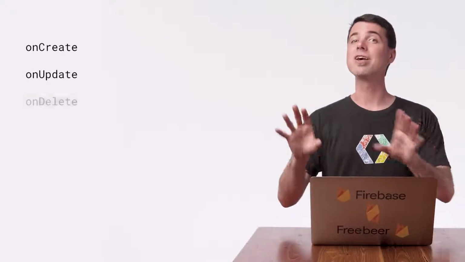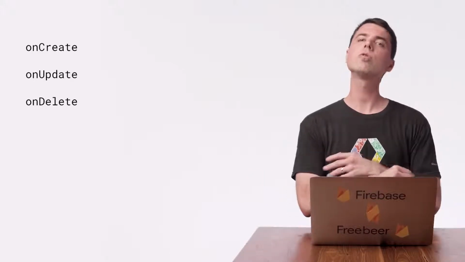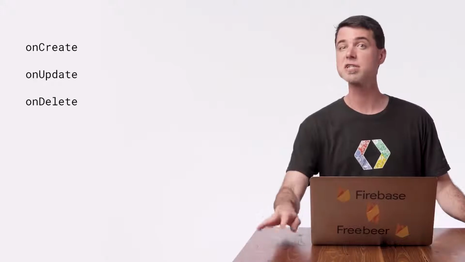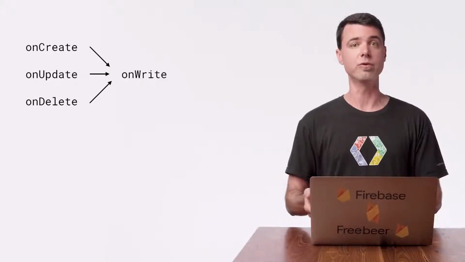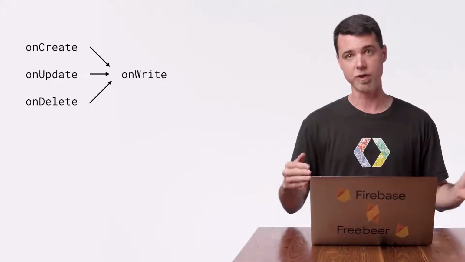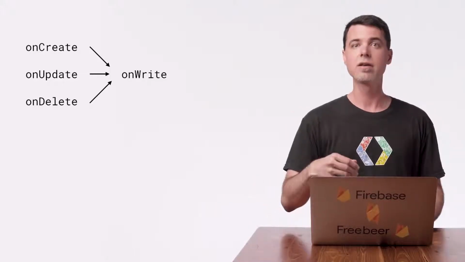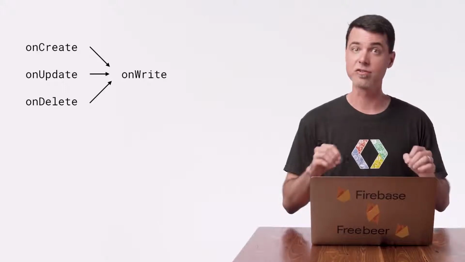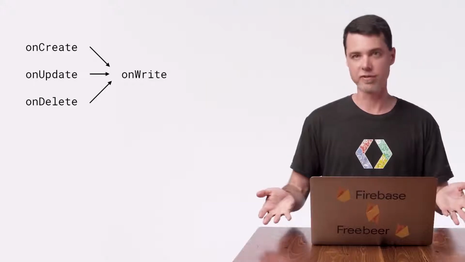Okay, using onCreate, onUpdate, and onDelete triggers in Cloud Functions, you can do all sorts of useful work in response to changes in your database. And there's also an onWrite trigger which you can use that gets fired for all the changes that would also cause onCreate, onDelete, or onUpdate to fire. But you have to dig into its snapshot changes to figure out exactly what happened. So I just use the other 3 triggers because they're easier.